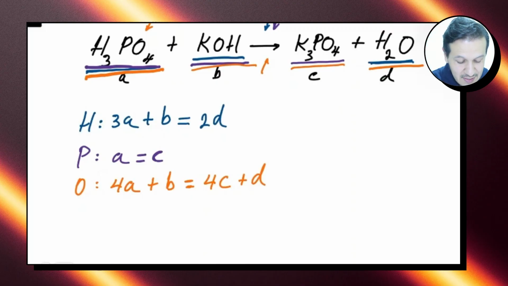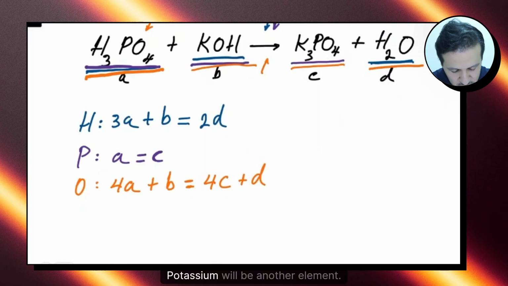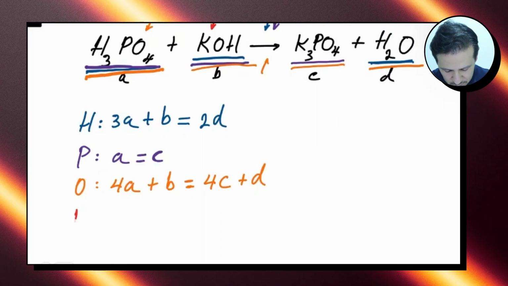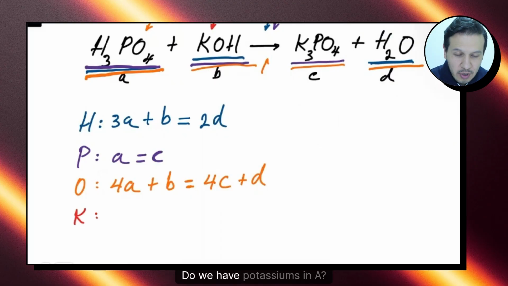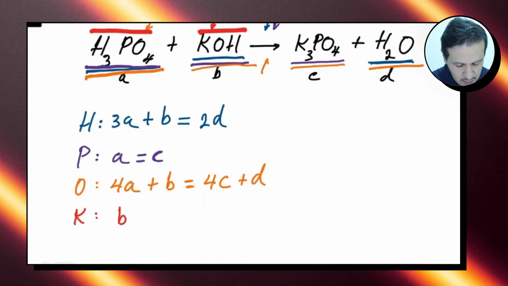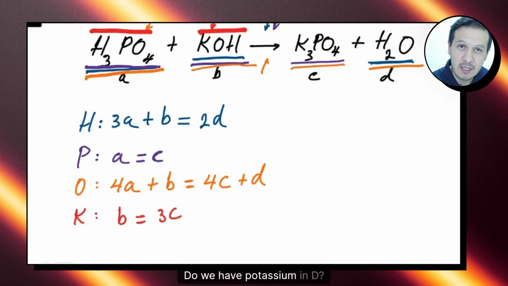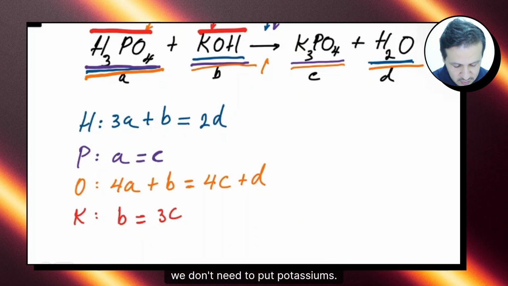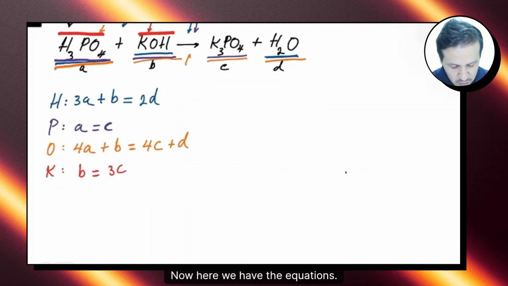Now, there is another element, which is potassium. Let's use red. Do we have potassiums in A? We don't have potassiums in A, so we skip. In B, yes, we have 1 potassium. Equals. Do we have potassiums in C? Yes, we have 3, 3C. Do we have potassiums in D? No, we don't need to put potassiums. Now, here we have the equations.